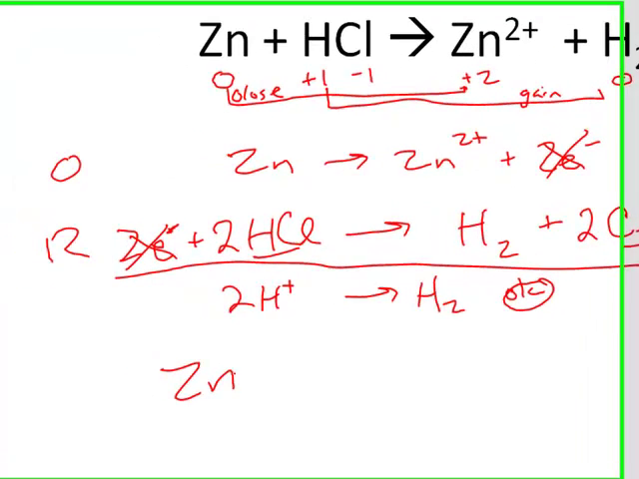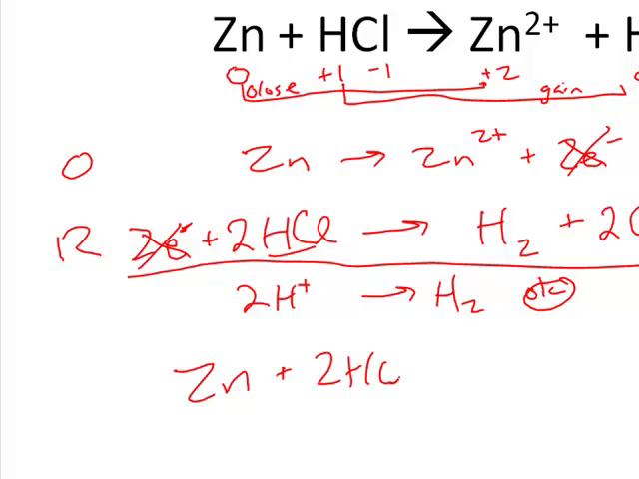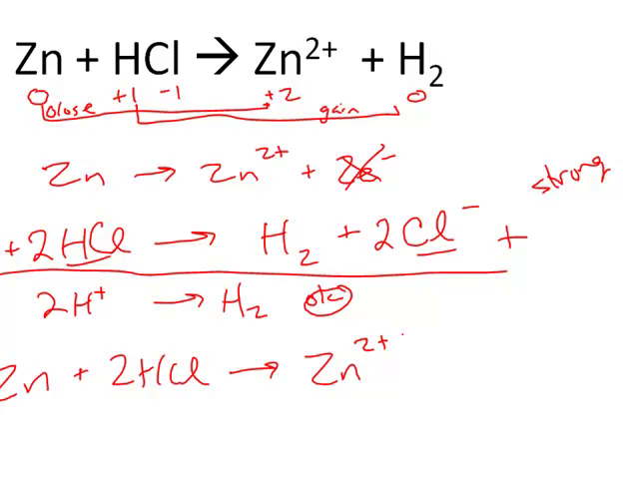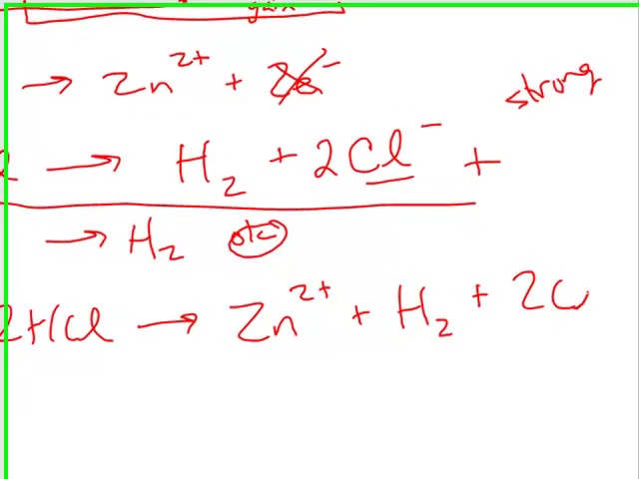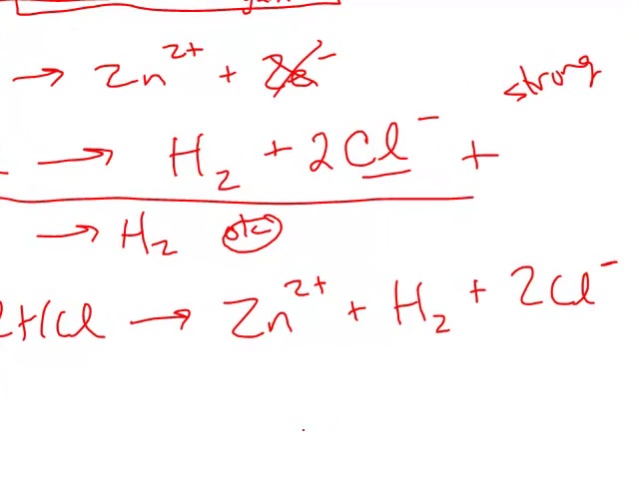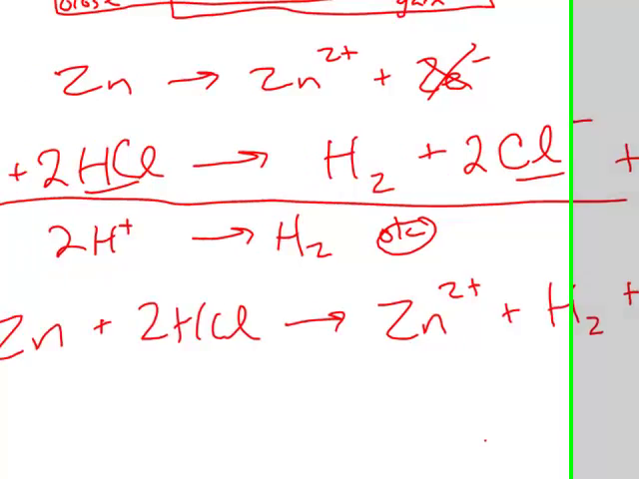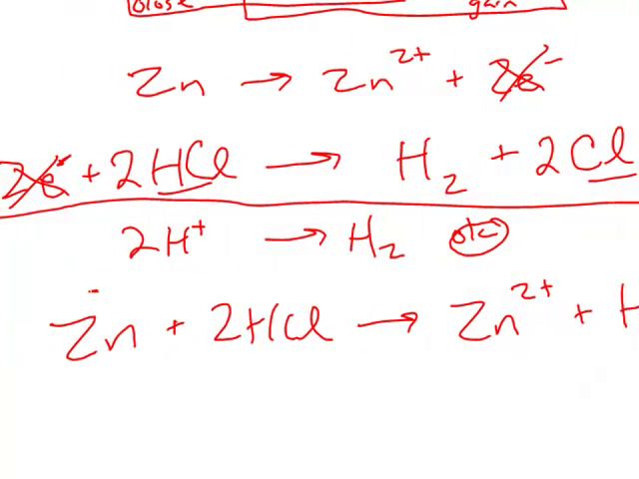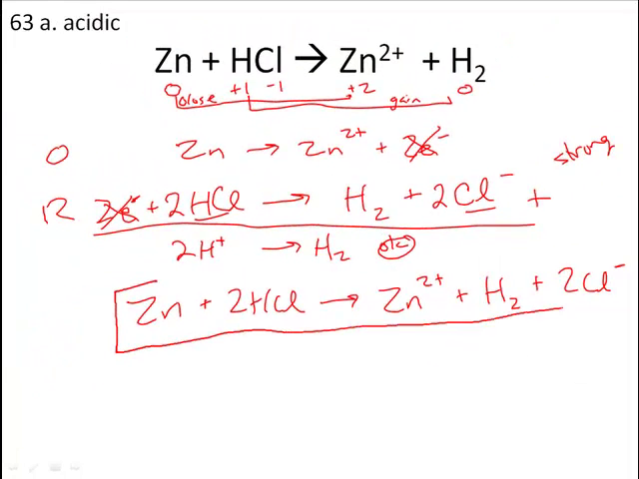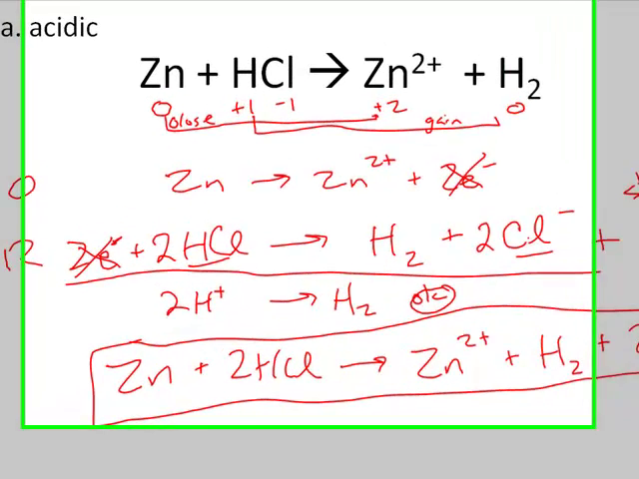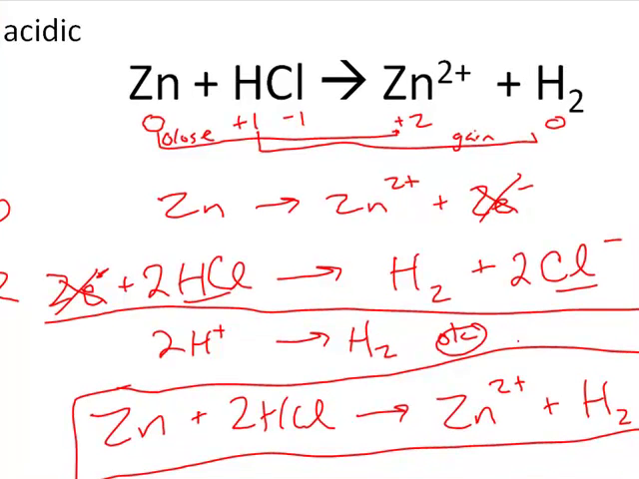We're left with Zn plus 2 HCl produces Zn2+ plus H2 plus 2Cl-. And this, since it's an acidic solution, would be our final answer for problem 63A. Again, assuming that the chlorine is necessary in the solution, even though it doesn't change oxidation state.